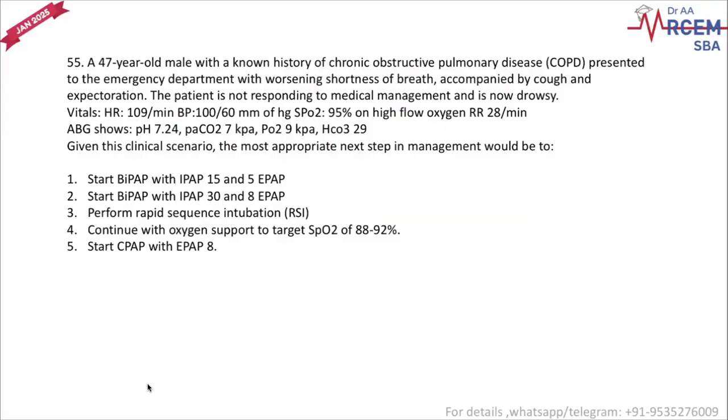Now, a 47 year old male with a known history of COPD presents to the ED with worsening shortness of breath, accompanied by cough, expectoration. The patient is not responding to medical management and is now drowsy. Vital parameters are given here. They are grossly okay, with SpO2 requiring high flow oxygen. ABG shows acidosis, indication, PaCO2 value on the higher side, indication.